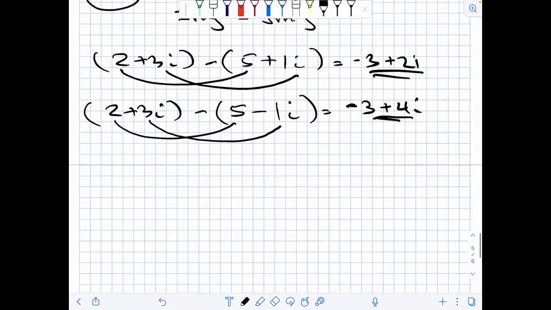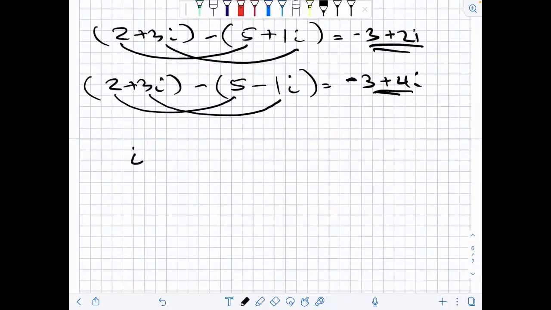What if I need to add i plus 10 plus 3i? So again, real with real, so it's only 10. There's no other real number here. Plus i plus 3i, which makes plus 4i.